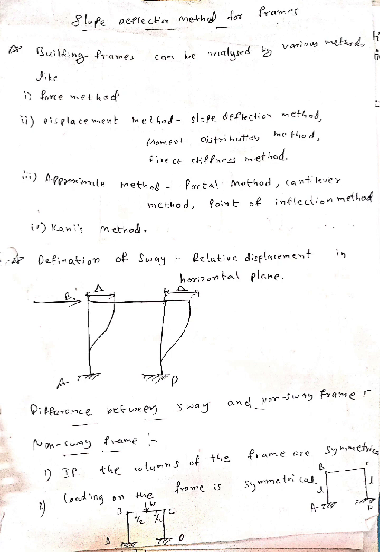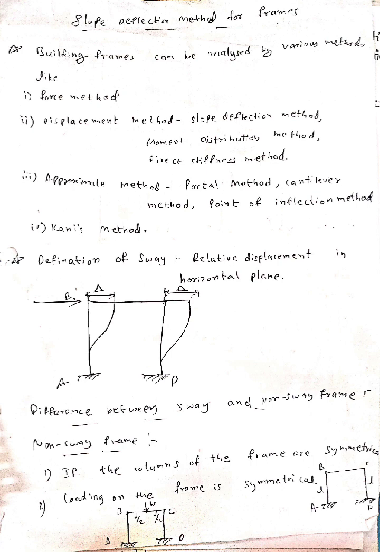Coming to the definition of sway, it is nothing but the relative displacement in the horizontal plane. You can see in the figure a frame, and there is a horizontal force at B. Due to that horizontal force, the frame tries to bend to the right side. The relative displacement in the horizontal plane is delta, and that is the sway here.